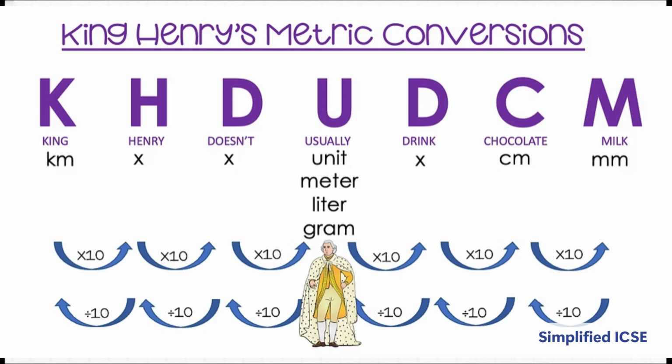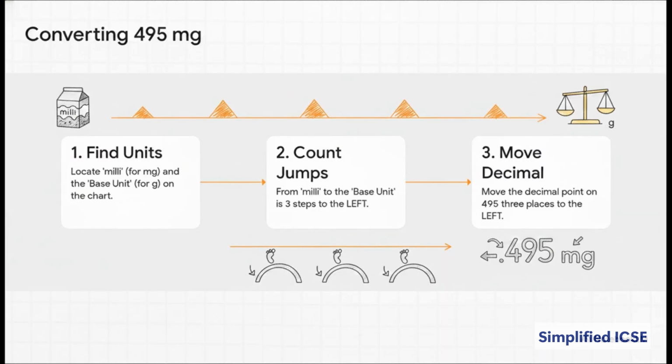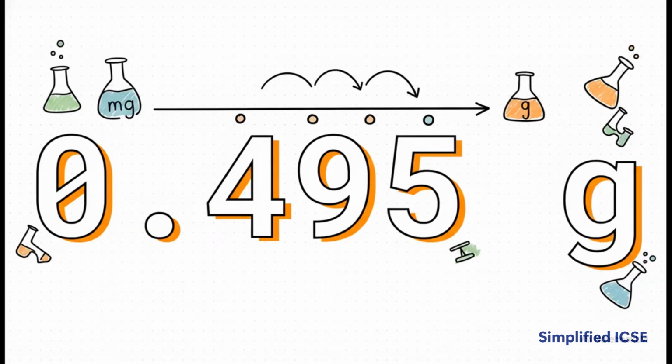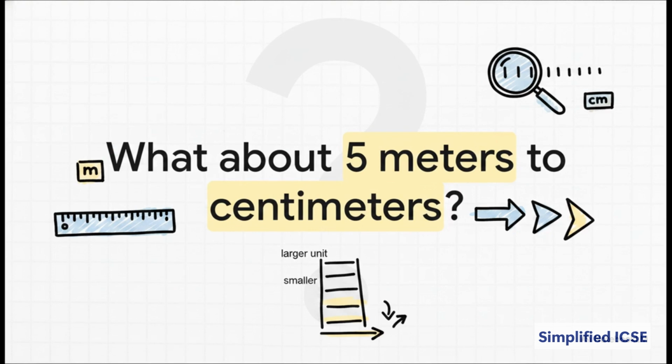So we take the decimal on 495, which is hiding at the very end, and we just move it 3 spots to the left. And there you have it. Boom! 495 milligrams is 0.495 grams. No complicated math, no need to pull out a calculator. We just counted a few jumps on a chart. How easy is that? All right, let's flip it around. Let's really build up that confidence.